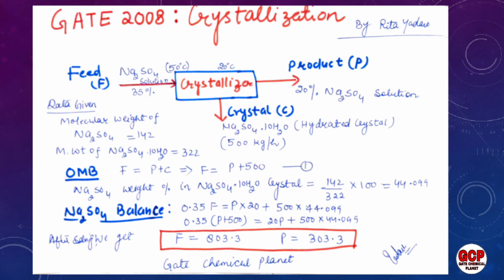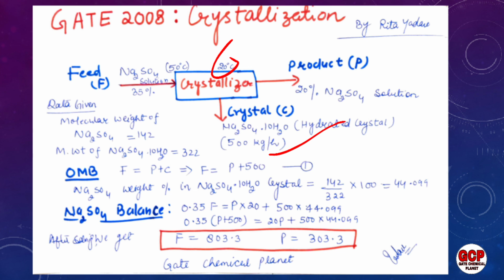So in the feed stream we have Na2SO4 solution which is 35%, and at a temperature of 50 degrees Celsius it is fed to a crystallizer at 20 degrees Celsius. Okay, and we are getting the crystal also here, and the amount of crystal is 500 kilograms per hour. Na2SO4 10H2O is the hydrated crystal, and the molecular weight of Na2SO4 is 142 and the molecular weight of Na2SO4 10H2O is 322.